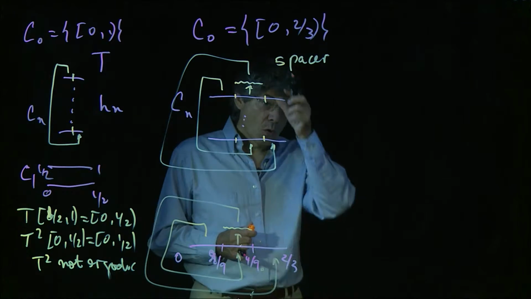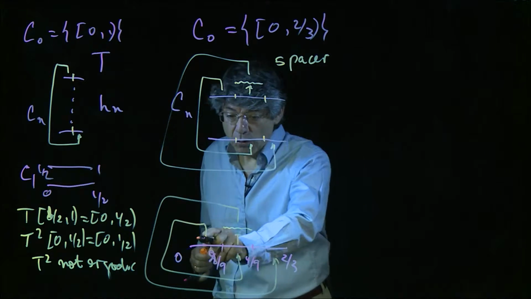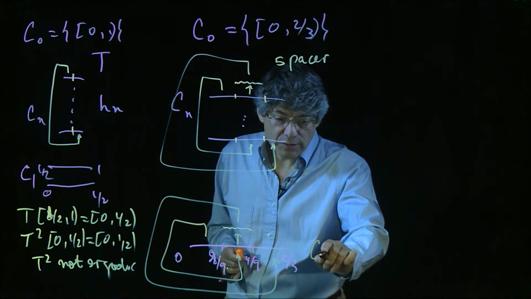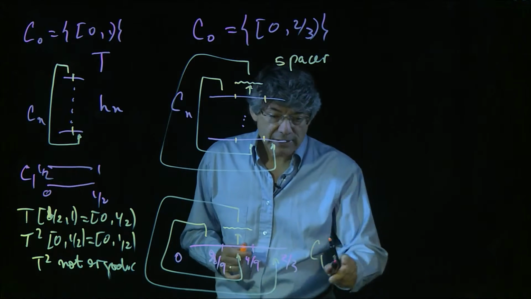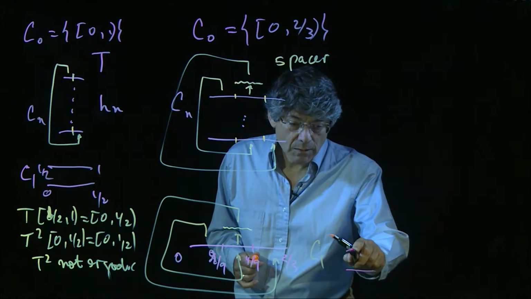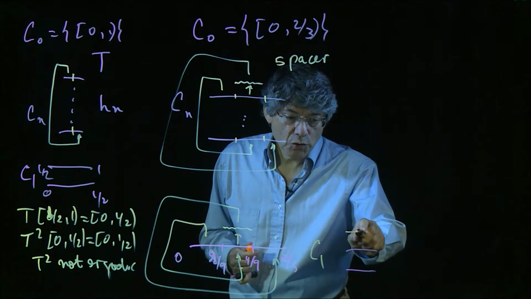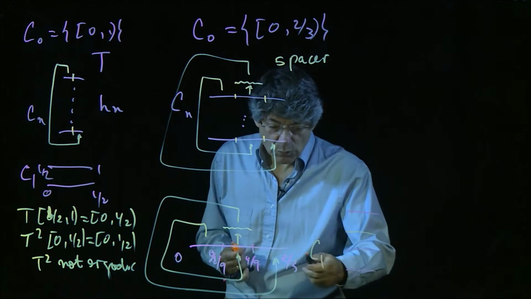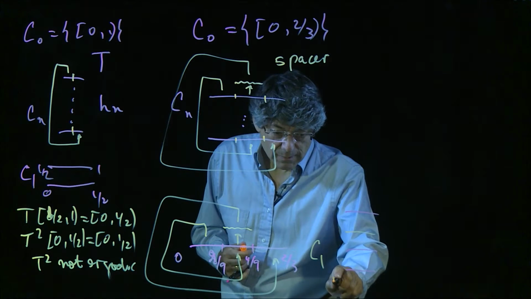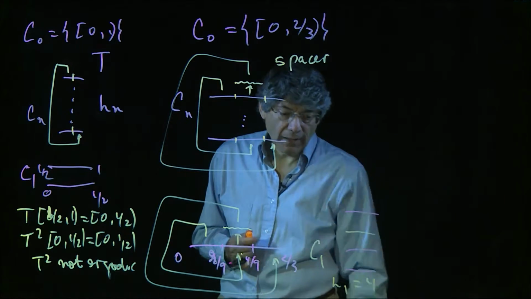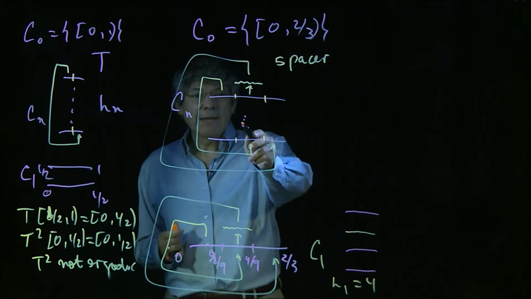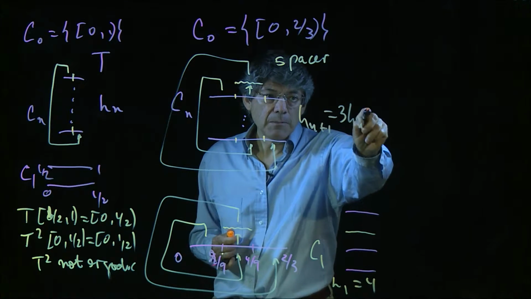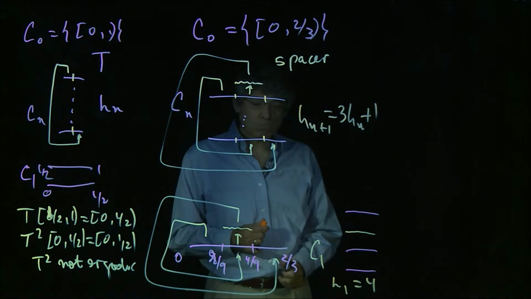Okay? So if we want to look at the picture, recall that we're showing here C0, we're going to construct C1 from C0. So if I show C1 here, C1 will consist of 4 levels. And we're going to draw the spacer there. There are the 4 levels. Okay, so that's C1. So the height of C1 is H1, which is 4 in this case. Okay. So we will see that from here it follows that the height of Hn plus 1 is 3Hn plus 1.